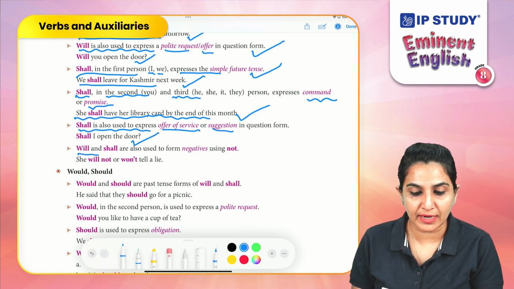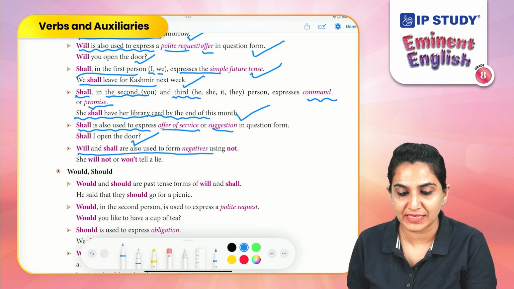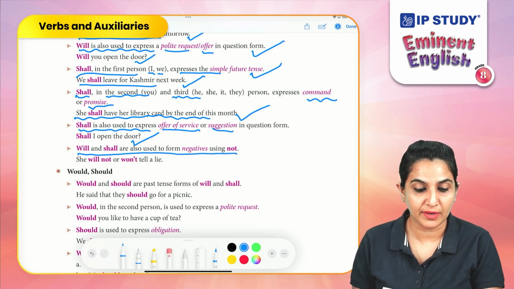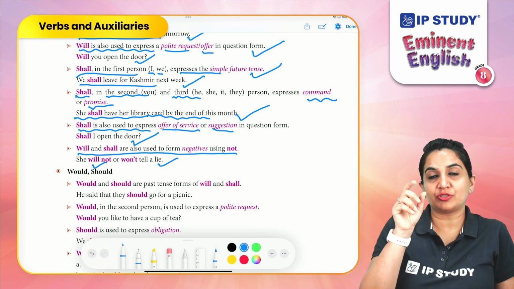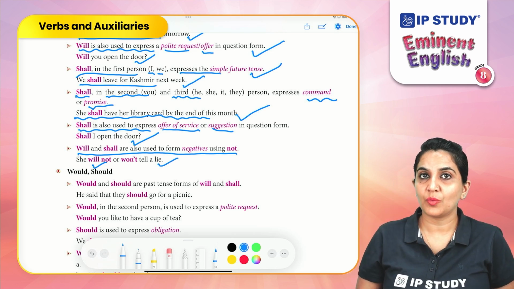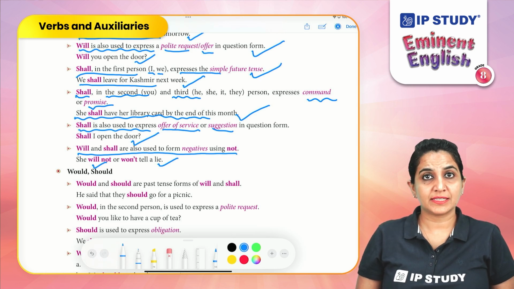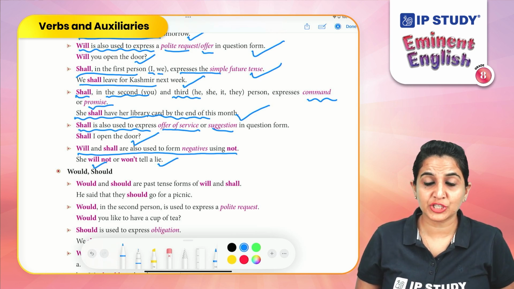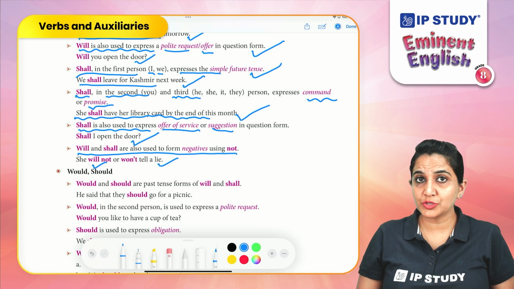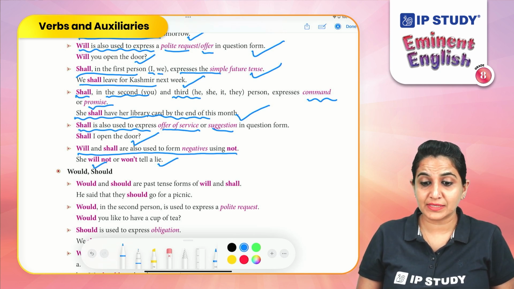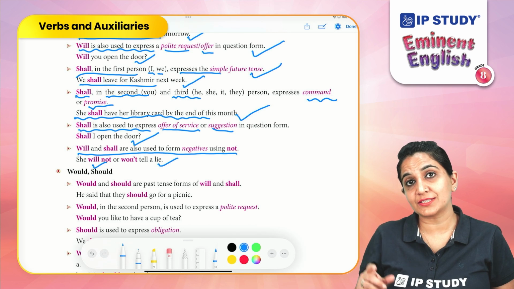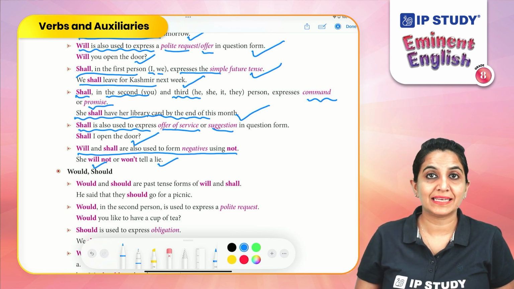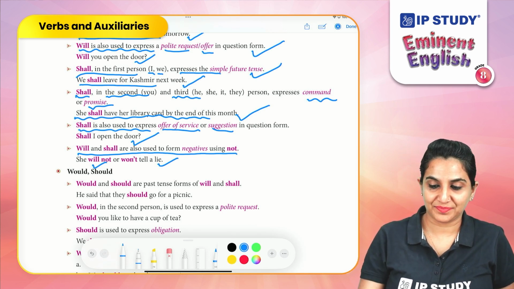Will and shall are also used to form negatives using not. For example, she will not tell a lie, and the contraction of will not is won't. Similarly, she shall not tell a lie, or she shall not open the door. That means it is used to form the negative as well. And there is a contraction for shall not, which is shan't.